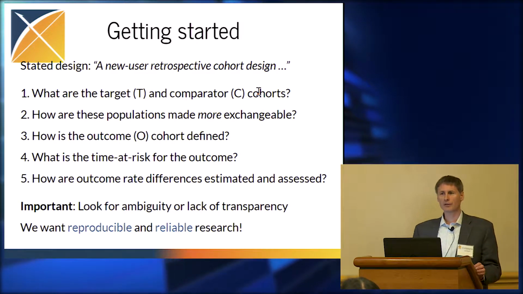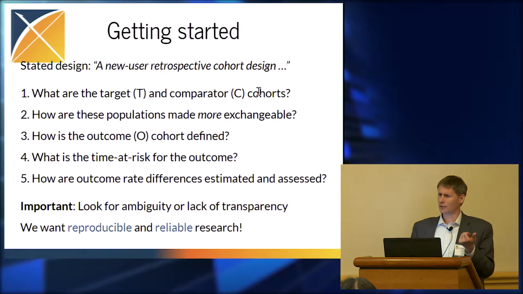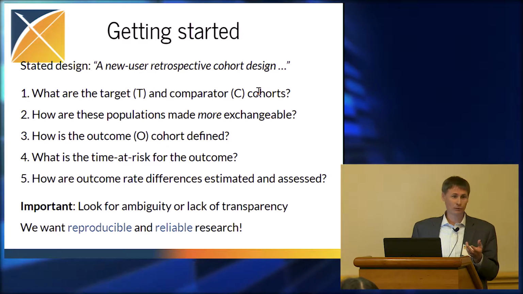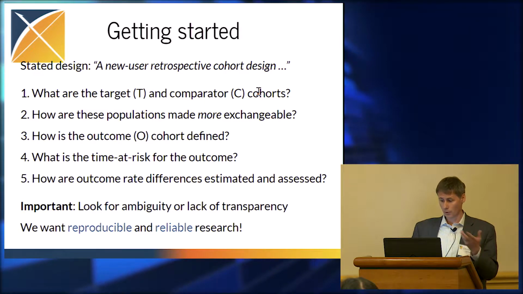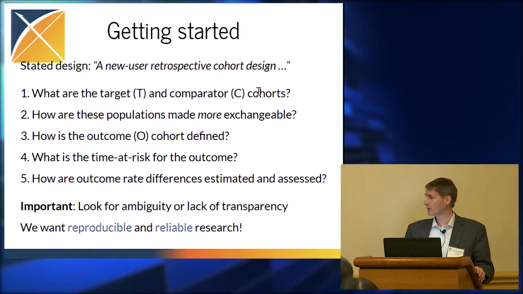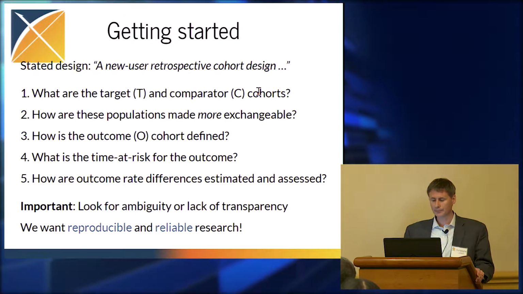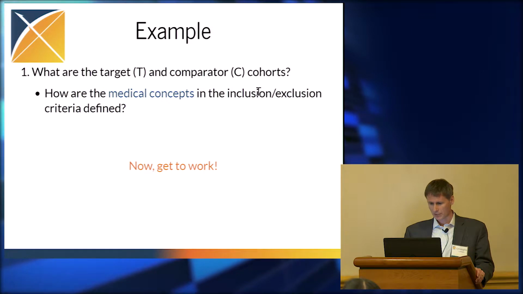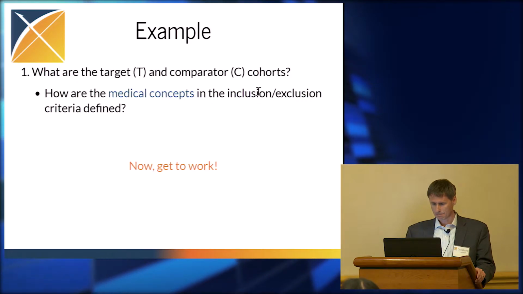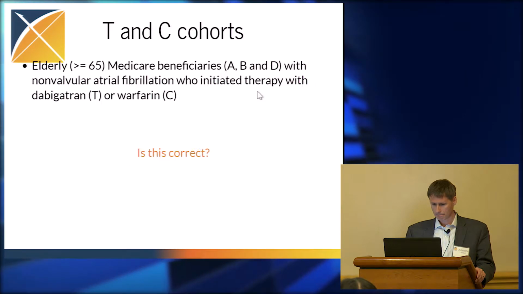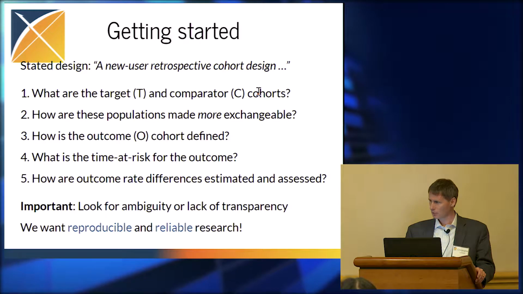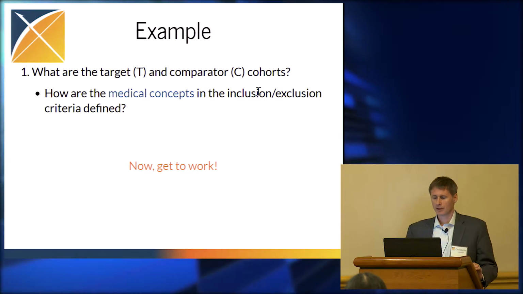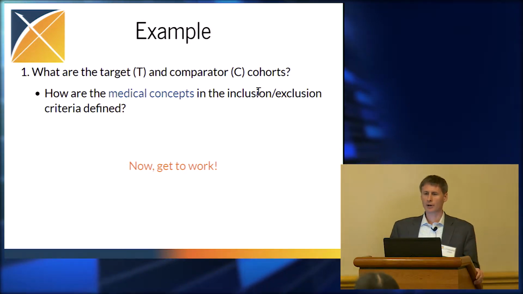So we're going to be trying to look at this paper. What are the things that we can't determine from the paper? You know, are the billing codes available for the target and comparator cohorts? Is the time at risk clearly defined? And we're going to spend approximately 25 minutes going over these. So the first thing, what are the target and comparator cohorts?